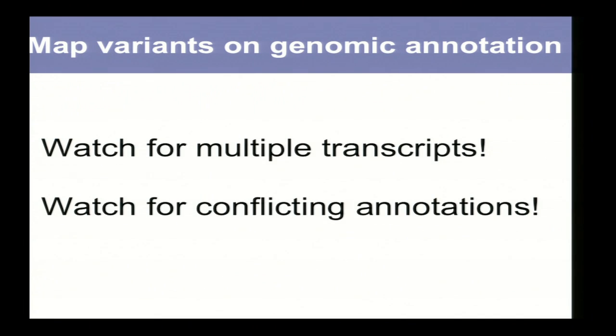The first step we do, we look at the variation coming out of sequencing studies, and we map it onto genomic annotation. And I should emphasize this point. I don't have many slides on this. This is a technical point, but very important. Watch for multiple transcripts and conflicting annotations. So with many sequencing data sets, when we compare data sets analyzed by different analysts, we get completely different variant sets. Not completely different, but definitely not identical. And then we look at functional data.